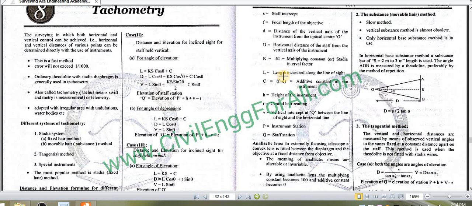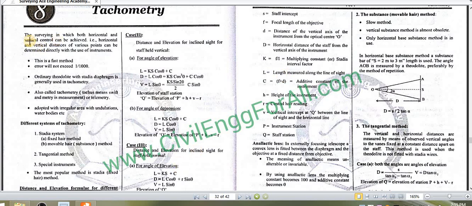Okay, and it has been provided with a diaphragm which has an upper hair as well as a lower hair. Previously we have seen a theodolite that consisted only of a diaphragm having one vertical hair and one horizontal hair. But the tachometer is provided with an analytic lens and a diaphragm which has the upper hair, the middle hair and the lower hair. With the help of that we can evaluate the horizontal and vertical distance by using certain trigonometric formulas. So this is related to tachometric surveying.